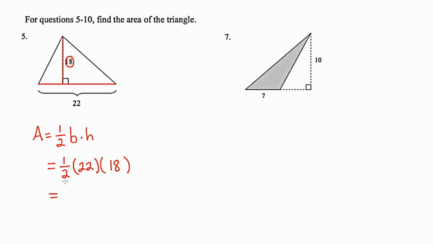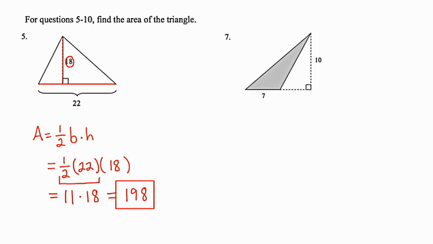Multiplication is commutative, which means that the order in which I multiply doesn't matter. So I'm going to multiply the first two things together. 1/2 of 22 is 11, so I end up really getting 11 times 18. And I'm going to have to reach for my calculator to actually do this, and that's fine if you do too. The product of 11 and 18 happens to be 198. So the area of this triangle is 198.